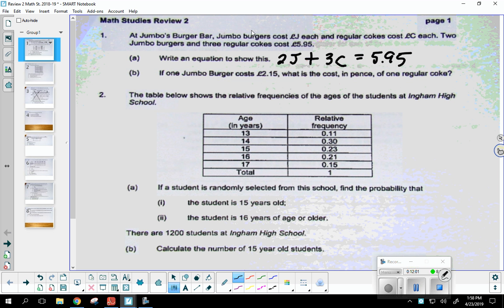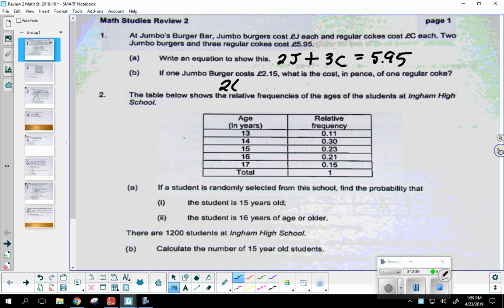There we go. Now, if 1 Jumbo burger costs 2.15 pounds, what's the cost in pence of 1 regular Coke? See, this is another example. I am not 100% on European currency. I have no clue what a pence is or how it relates to American currency, but we can still solve the problem, right? So what do I do? There you go. 1 Jumbo burger costs 2.15, sorry, pounds.